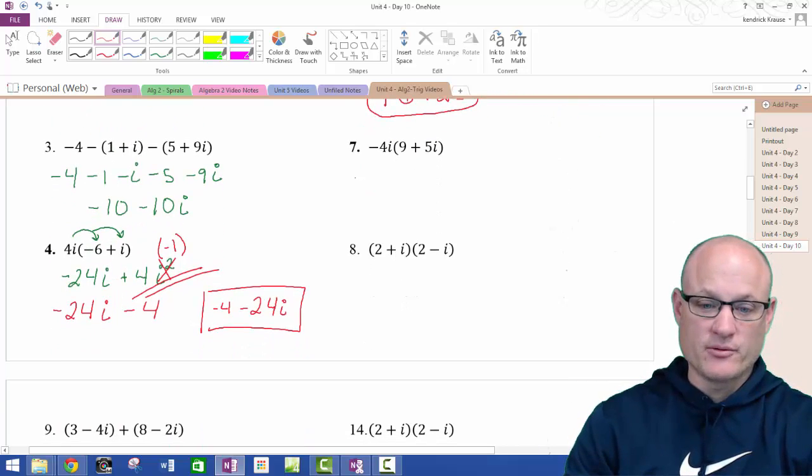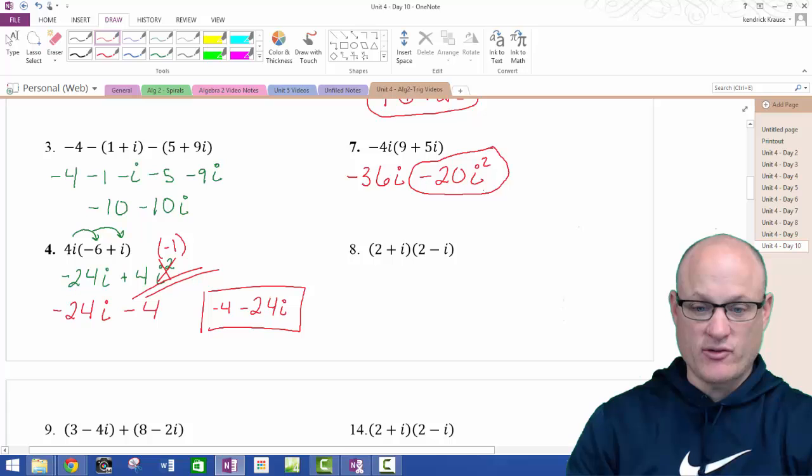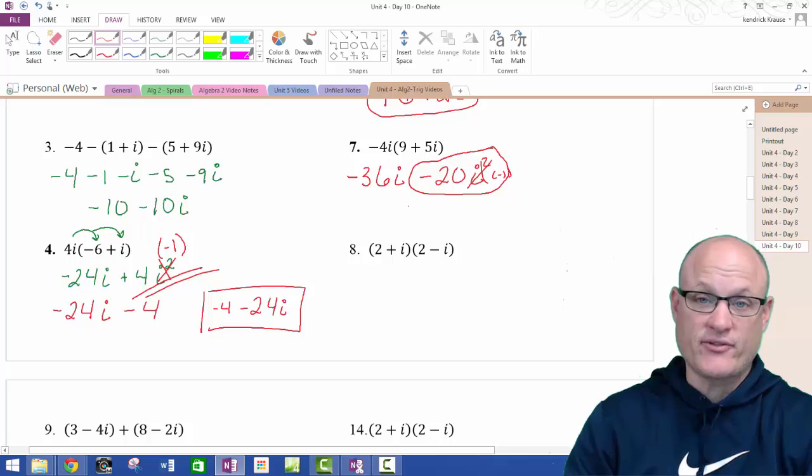All right, we're going to distribute. Negative 4 times 9 is negative 36i. And negative 5 times negative 4i times 5i is negative 20i squared. Now, all this really does is change the sign, because this is really just multiplying by negative 1. So it's just going to change this to positive 20. So multiplying by i squared is just changing the sign of whatever you've got. So what I've got now is 20 minus 36i.